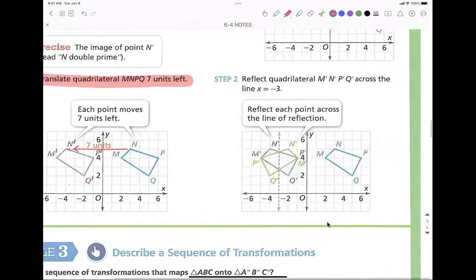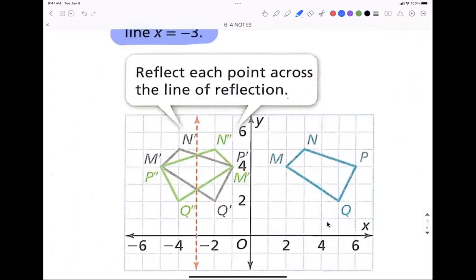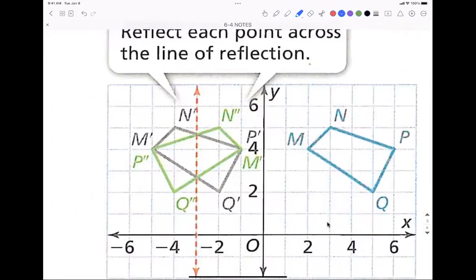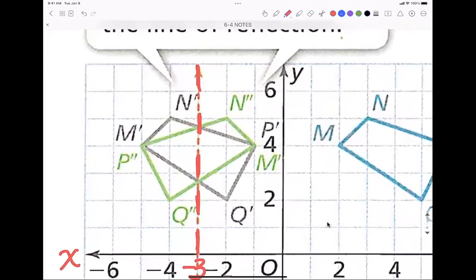Then step 2 tells us to reflect across x equals -3. The first thing in a reflection, you can't do a reflection without a line of reflection. So the very first thing you would do is draw in your line of reflection. Always have that in place before you can reflect. With our line of reflection, this is the x-axis and this is at x equals -3, so it's a line that goes right through that. If it was on the left of the line, it's going to be on the right. If it was on the right of the line, it's going to be on the left.